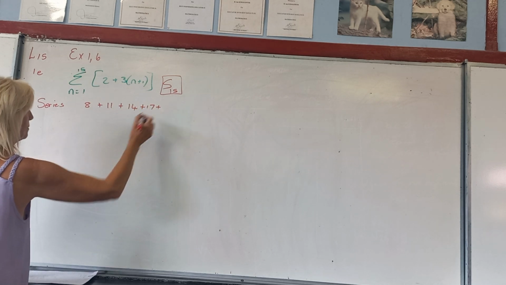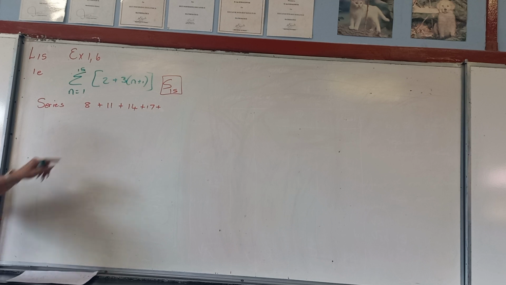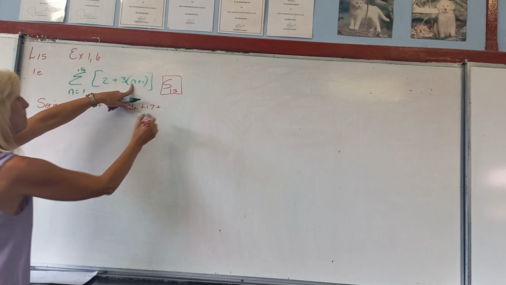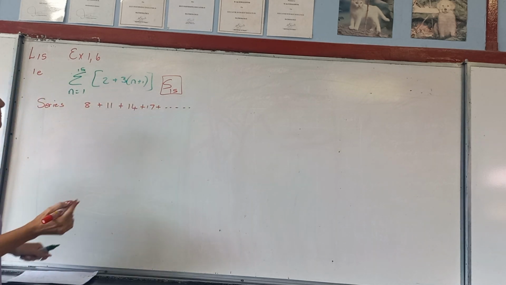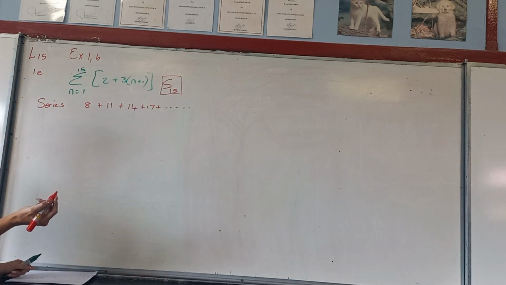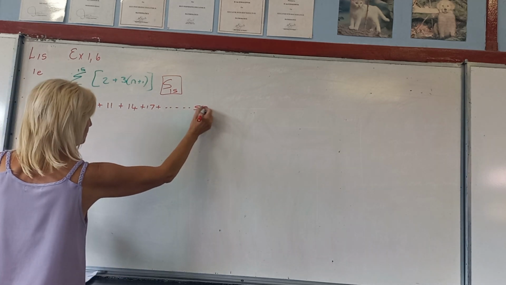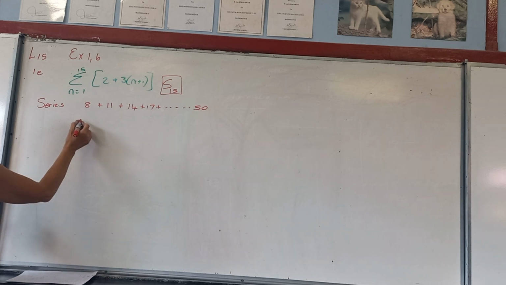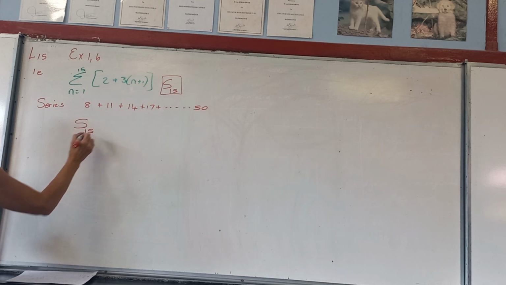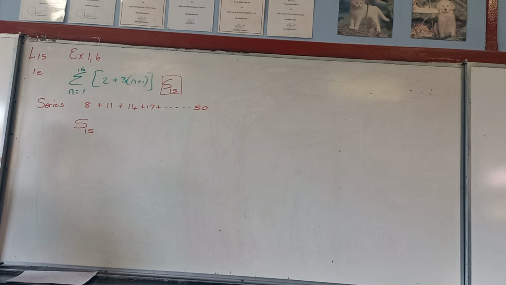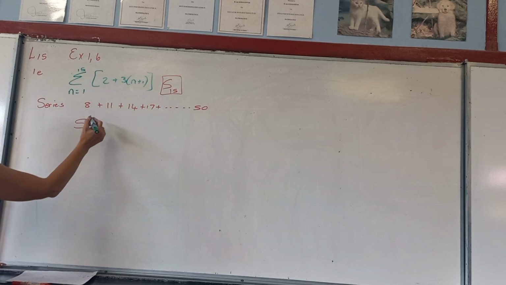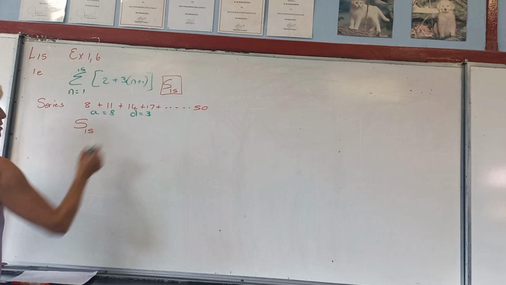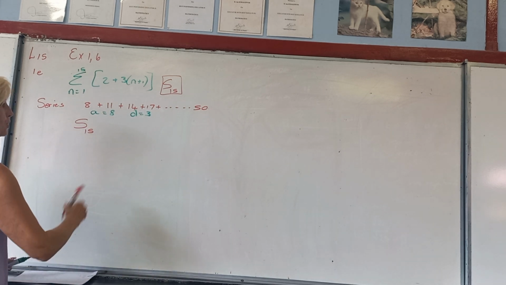Can I find the last term if I want to? Which will be when you substitute in with 15. What will that be? Please? 50. I agree. Alright? So now what was the question? Find me the sum of 15 terms. What type of a series is this? Arithmetic. So A is 8 and D is 3. And we are substituting n into which formula?